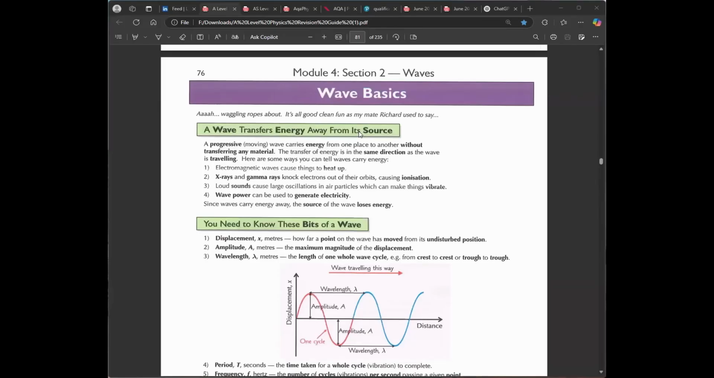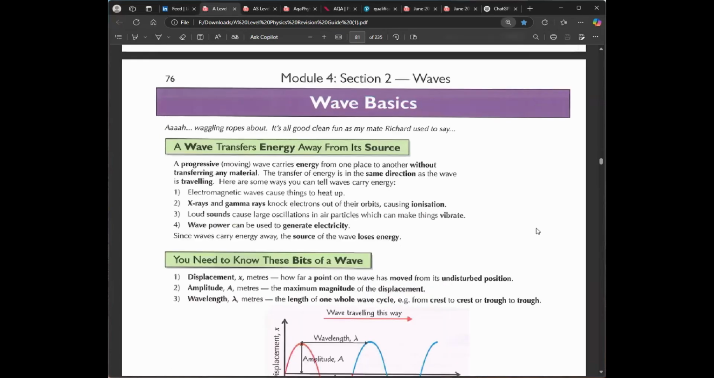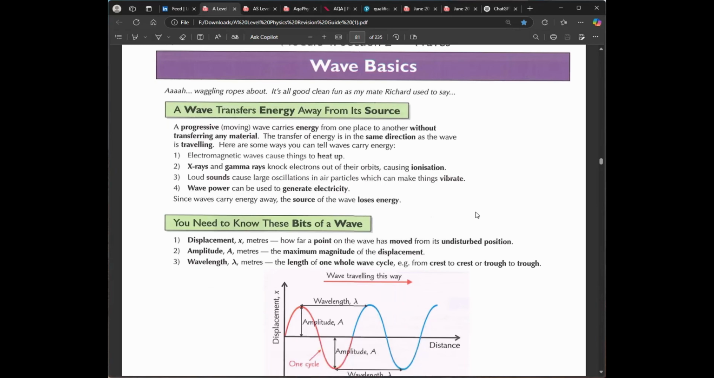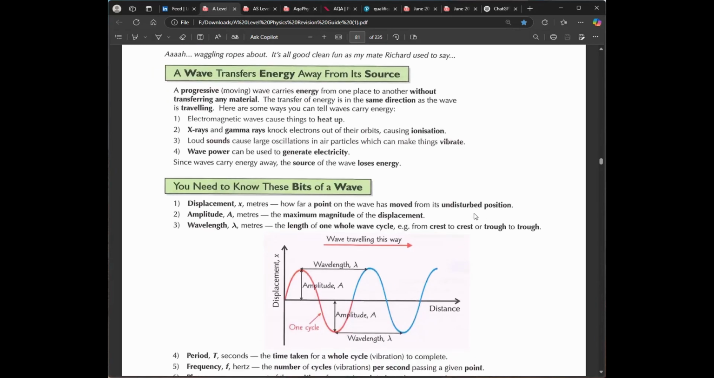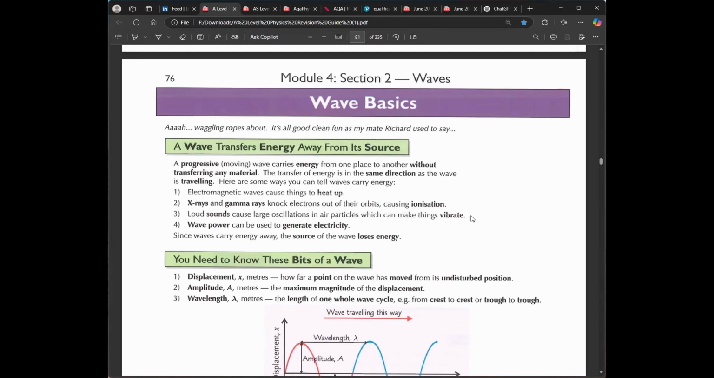Can you guys see my screen? Yeah. All right, good. Okay, so waves. Have all of you covered this in school or in college? Yeah. No. Yeah. Okay. Good. Okay, so yeah, waves.